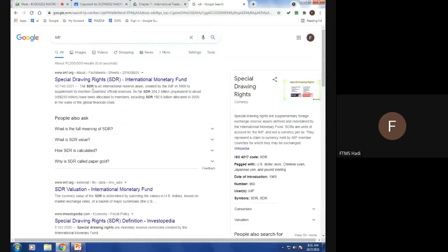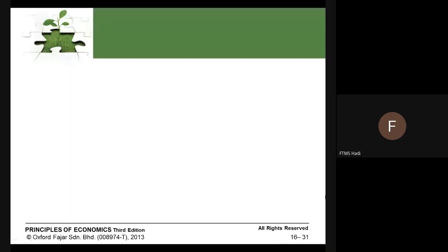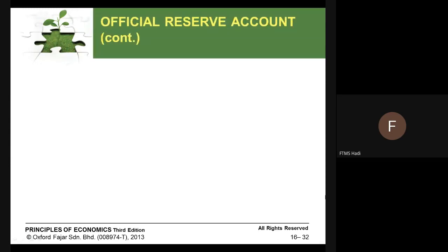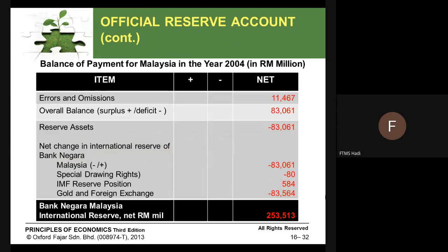Special drawing rights, a supplementary foreign exchange reserve asset defined and maintained by the IMF. Again, it's similar to the reserve country. Here, as you can see, they have errors and omissions, overall balance, reserve asset, and net change in international reserve of Bank Negara. Usually the official reserve account is handled by Bank Negara Malaysia itself.